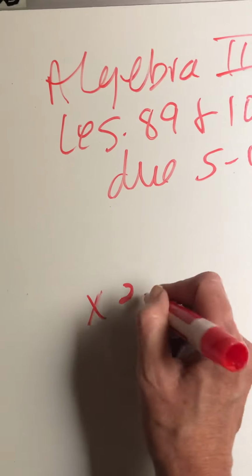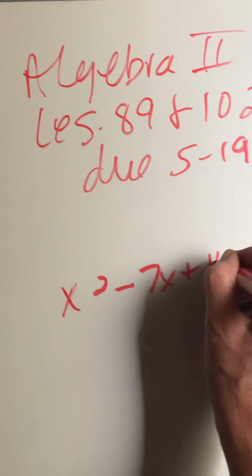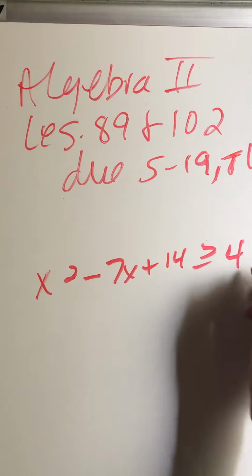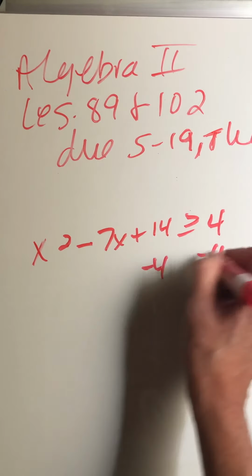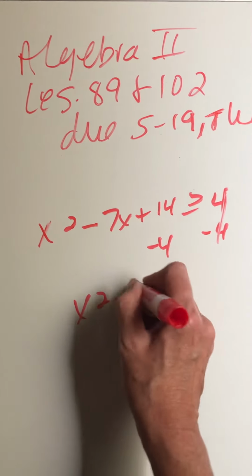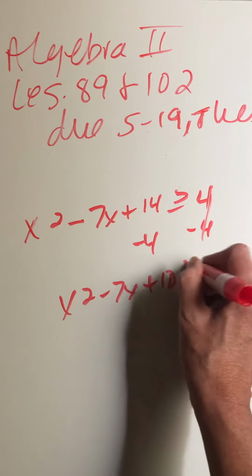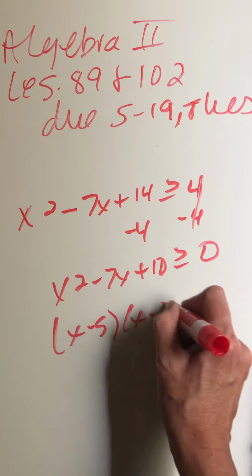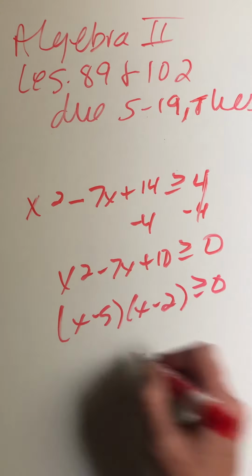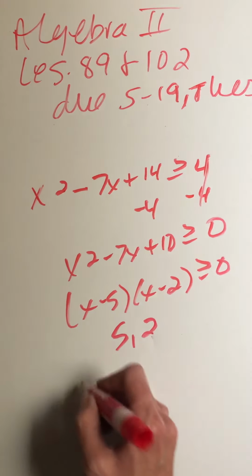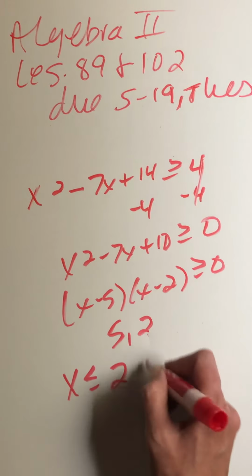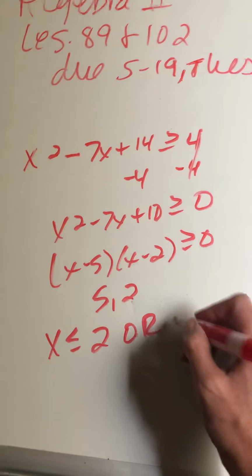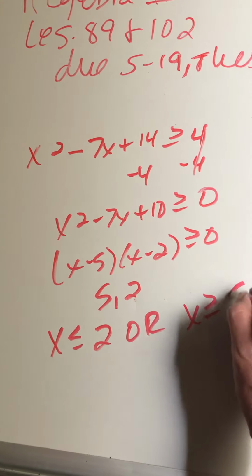Let's see, x squared minus 7x plus 14 greater than or equal to 4. So subtract 4. x squared minus 7x plus 10 greater than or equal to 0. So that'd be (x minus 5)(x minus 2) greater than or equal to 0. So 5 and 2. This is a disjunction. So x is less than or equal to the small one, or greater than or equal to your big one.